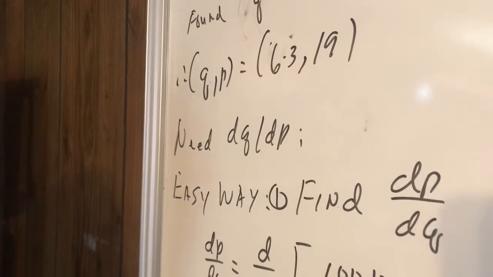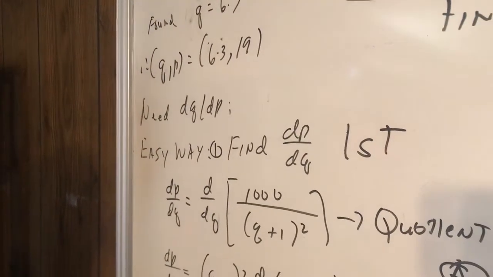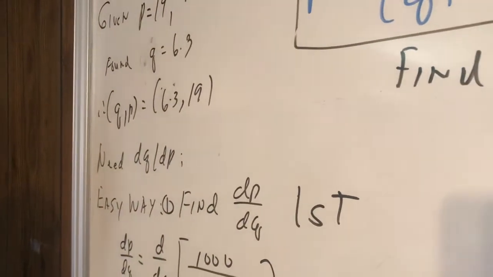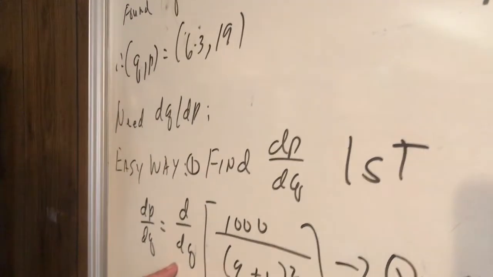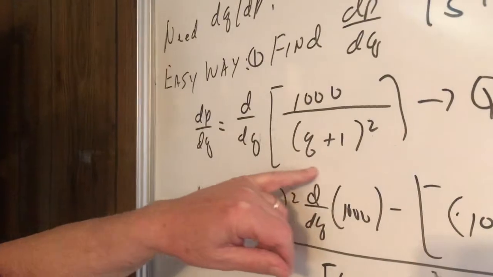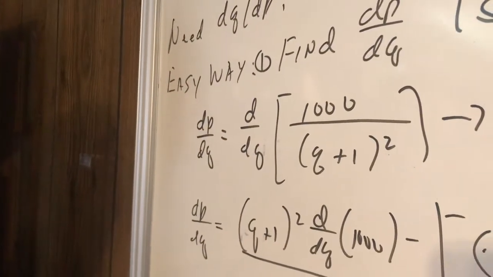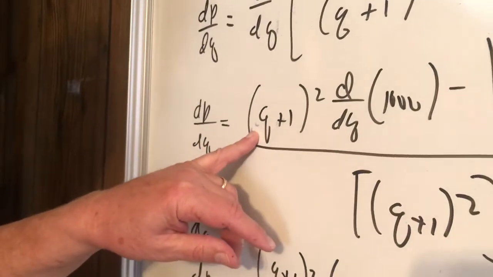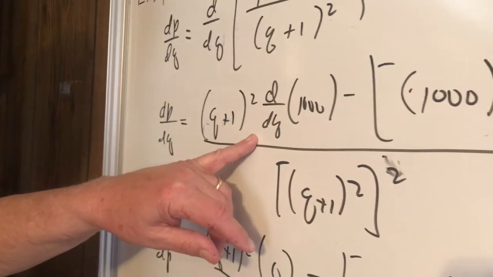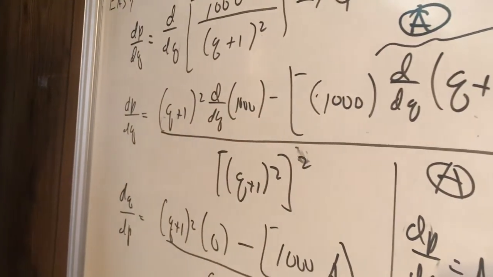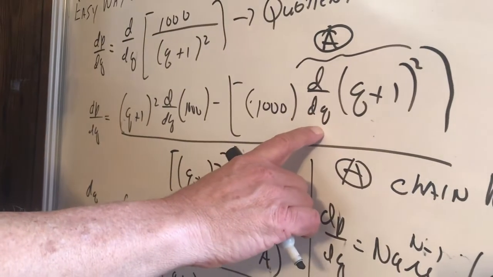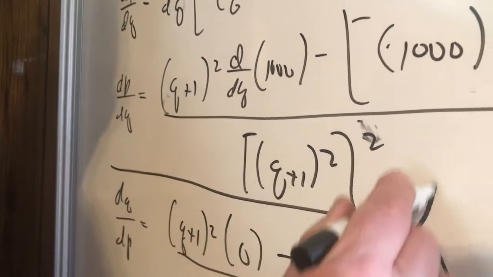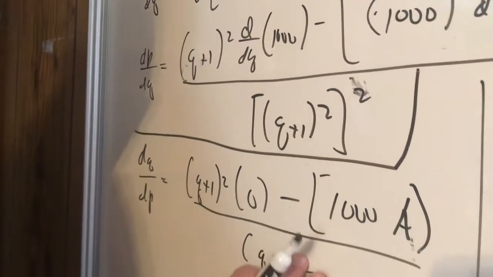Well, I could find dq dp by implicit differentiation, but I'm going to do a little trick. I'm going to use this formula and find dp dq first. So dp dq is going to be the derivative of this function with respect to q, and we're going to use the quotient rule. So dp dq is the bottom, (q plus 1) squared, times the derivative of the top, which is 1,000, minus the top, 1,000, times the derivative of the bottom, which is (q plus 1) squared, divided by the bottom squared, which is going to be (q plus 1) to the 4th.